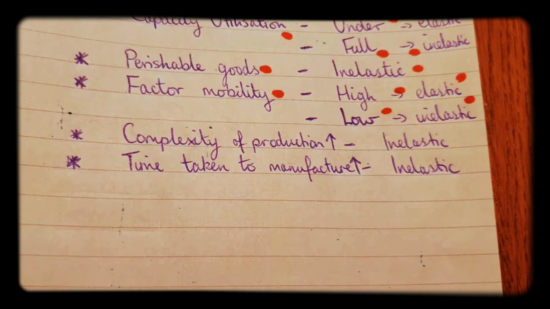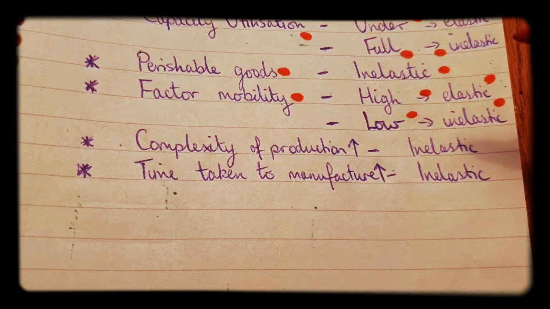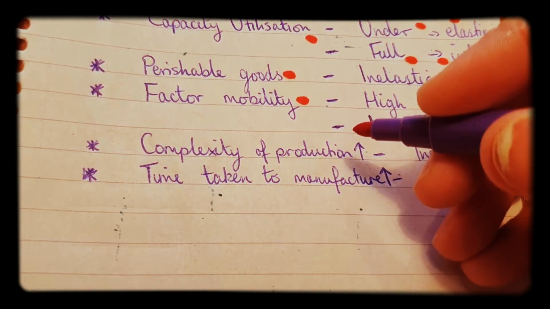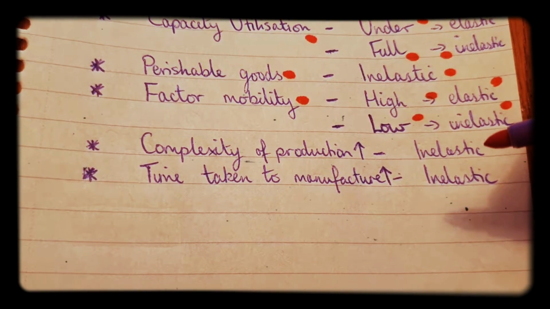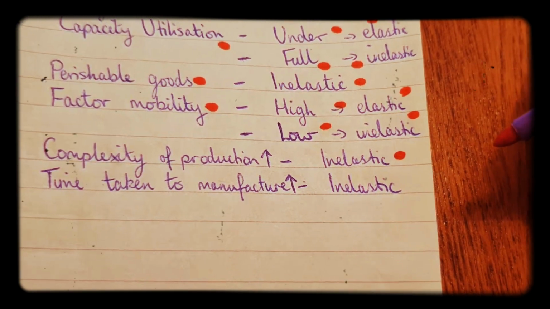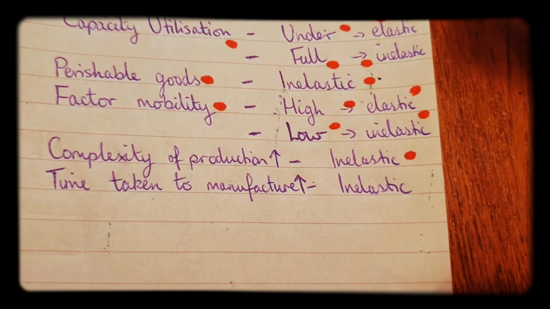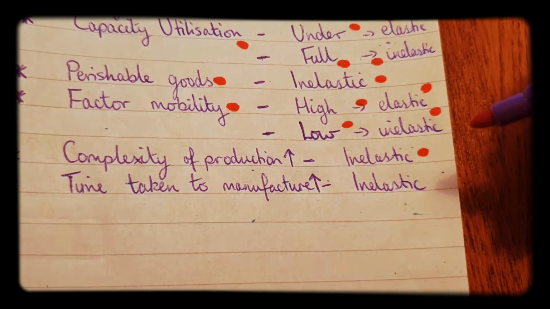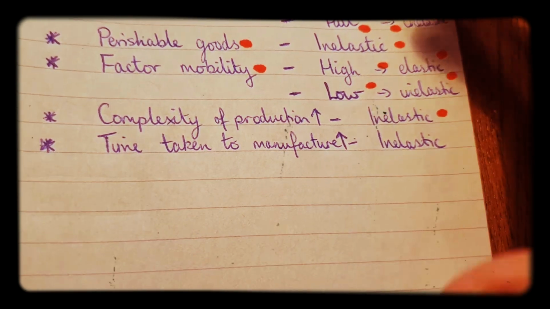The other thing is the complexity of the production process. If the production process is very, very complex and there's a lot of moving parts to the production process, then it's likely that the supply for this product is going to be inelastic. Whereas if it was a very simple product to produce with not very many moving parts, it's more likely that it's going to be elastic and suppliers are able to respond very quickly.